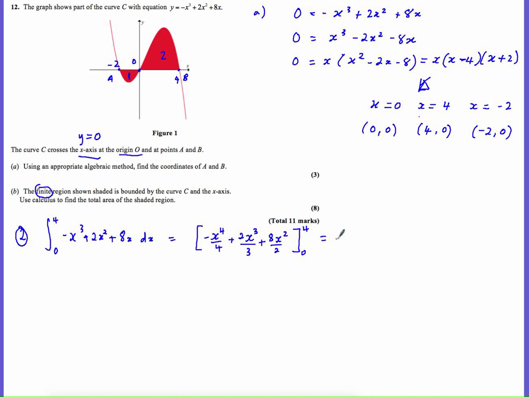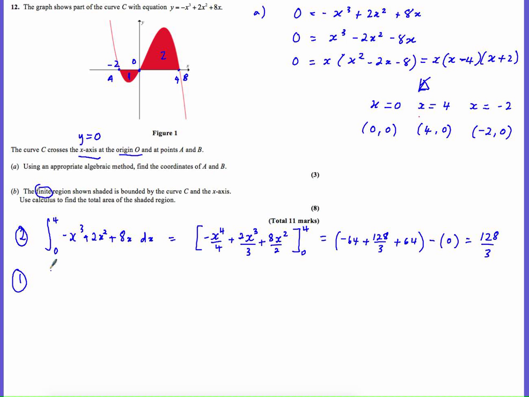Substitute the 4 in. We get minus 64. Obviously, you've got a calculator, so you can put it all in if you want to risk making mistakes, or you can take your time and put it in one thing at a time. That's what you get when you put 4 in, and then I need to take away the value when I put 0 in. I need to show that I know what I'm doing. When I put 4 in, I get that, take away when I put 0 in. That gives me 128 over 3. Let's have a look at the second area.